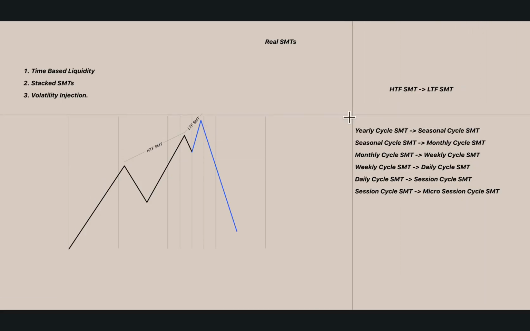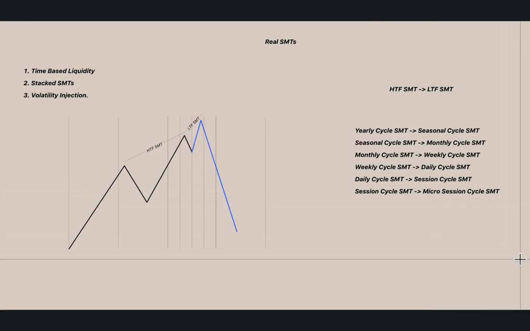And so if I were to break it down time frame wise, it would be a weekly SMT becomes confirmed by a daily SMT. A daily SMT gets confirmed by a 4-hour SMT. A 4-hour SMT gets confirmed by a 1-hour SMT. A 1-hour SMT gets confirmed by a 15-minute SMT. A 15-minute SMT gets confirmed by a 5-minute SMT. And a 5-minute SMT gets confirmed by a 1-minute SMT. And so that's how we're going to be looking at our SMTs. Number 1, it has to be time-based, and number 2, it has to be stacked SMTs.